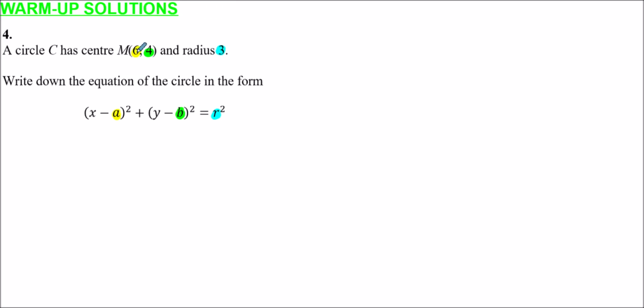So for example, if this was a minus 6, we'd have x minus minus 6, we'd have x plus 6 in this first bracket. So the equation of the circle is just x minus 6 squared plus y minus 4 squared equals 3 squared. So now we can move on to the lesson proper.